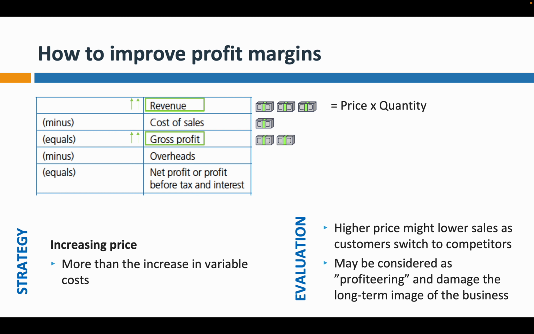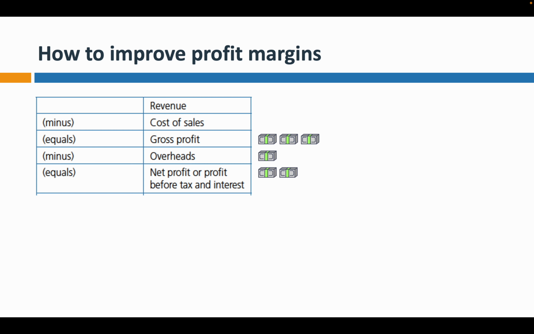Also, if your increase in prices is considered as profiteering, then this might damage the long-term image of the business and you might lose the trust of your customers. So this was the second strategy of how we can increase gross profit margin. And the third example is already going to focus not on the gross profit margin, but the net profit margin. So how can we increase the net profit?